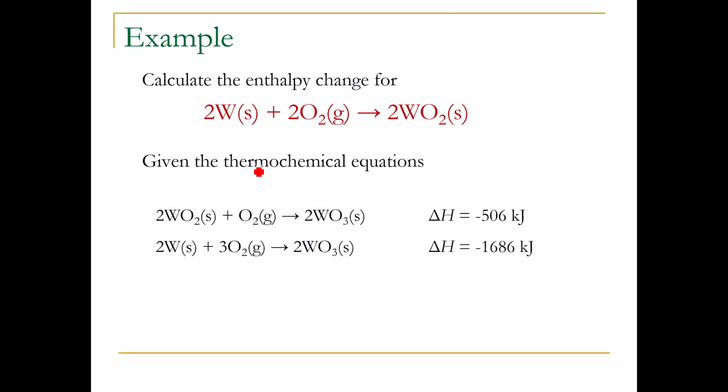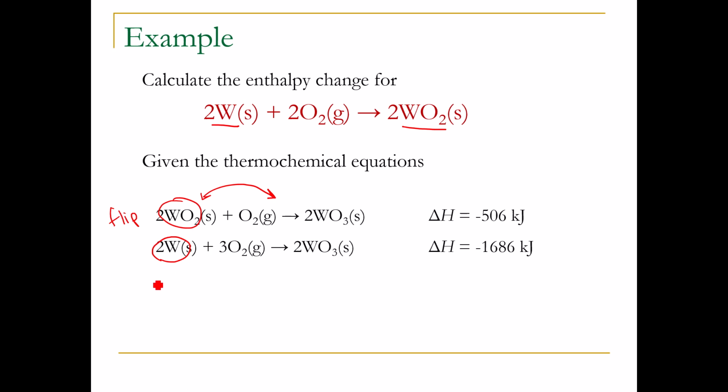Alright, so in this one, we have 2W plus 2O2 gives us 2WO2. That's what we're looking for. We have these two equations down here to try to help us out. So we're going to do the same thing. I have W on the left, so here it is in my second equation. I need WO2 on the right side, and it's up here. So that means I gotta flip this one around to get my WO2 on the correct side.